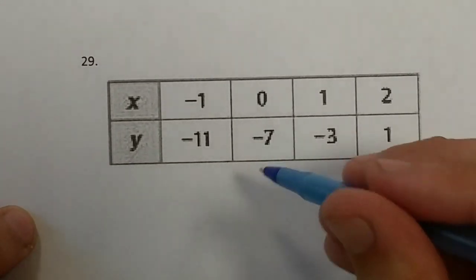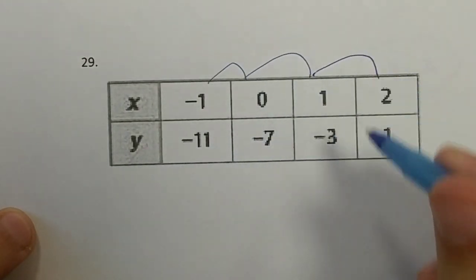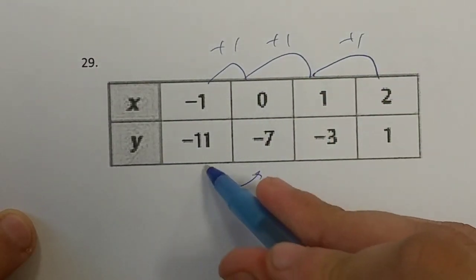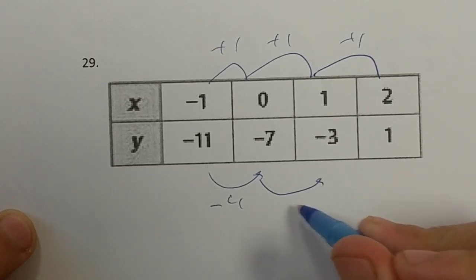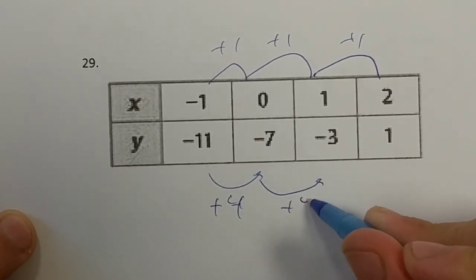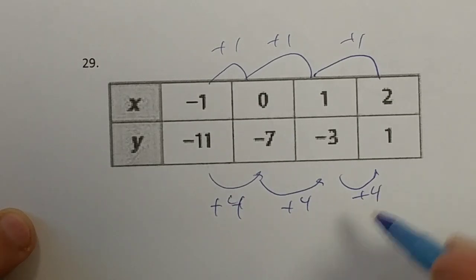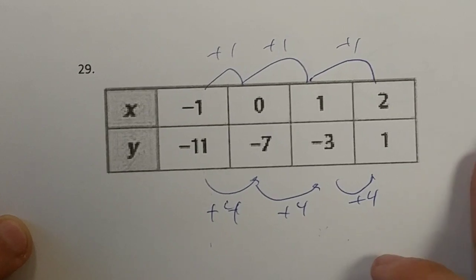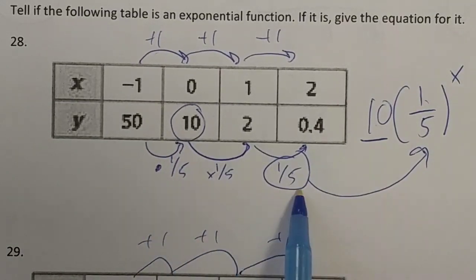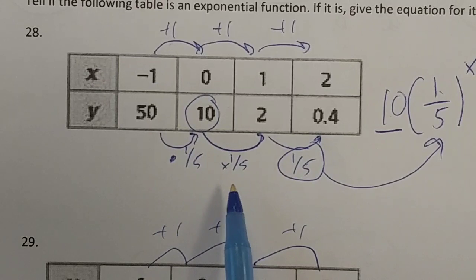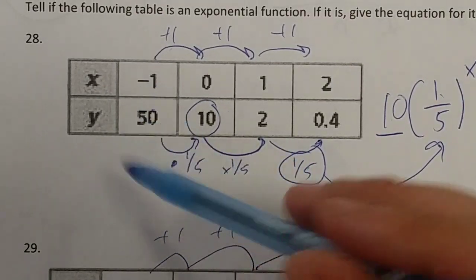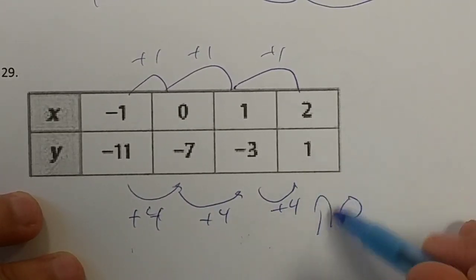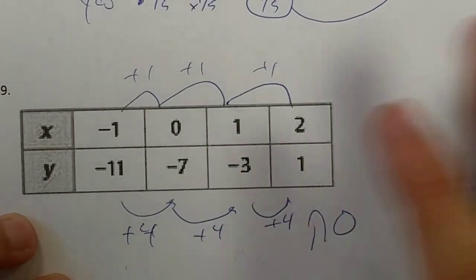Let's check the next one. That's plus 1, plus 1, plus 1. So that's good. Over here, you have a minus 4. Oh, no, a plus 4, I'm sorry. Plus 4, plus 4, plus 4. Now, that's a pattern, but it's an additive pattern, which makes it a linear expression. Here, you've been multiplying by 1/5. And because you're multiplying by 1/5, that's exponential. So this is yes, exponential. Well, this one is no. And then since I didn't ask you to do anything, if it's not, you don't have to do anything.